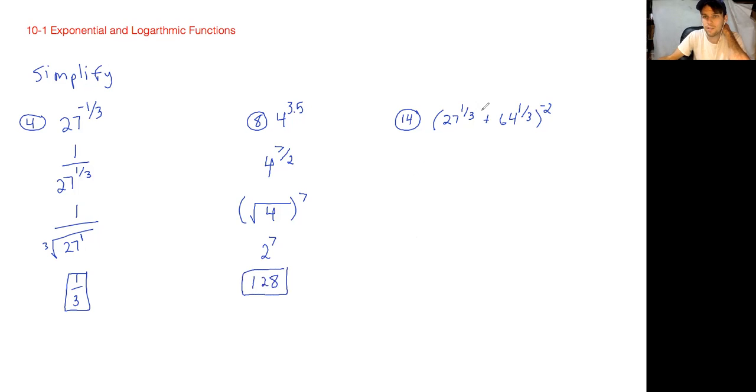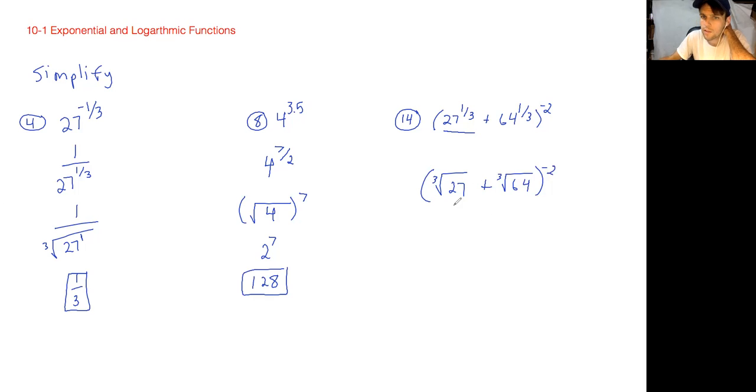All right, and then our last one, it looks pretty intimidating, but it's not too bad. We're going to break it up into parts. 27 to the 1/3, right? Remember, that's really just the cube root of 27 to the first power, but again, I don't really care about that. And 64 to the 1/3 power, also the cube root of 64 to the first power, but again, I don't really care about that. Raised to the -2, I'm going to deal with that part last. I'm going to simplify this.